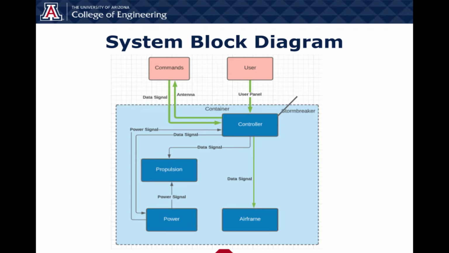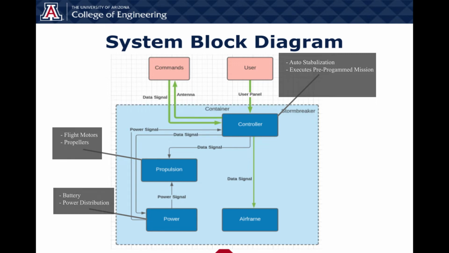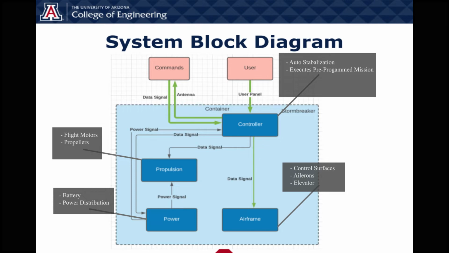The controller is the brains of the system and controls elements such as the auto-stabilization. The propulsion contains the motors and propellers that provide lift to the system. The power distributes power throughout the system through a power distribution board. Then the airframe contains the control surfaces of the system such as the ailerons and the elevator. Externally, the system will be interacting with the user and receiving commands from the ground control station.